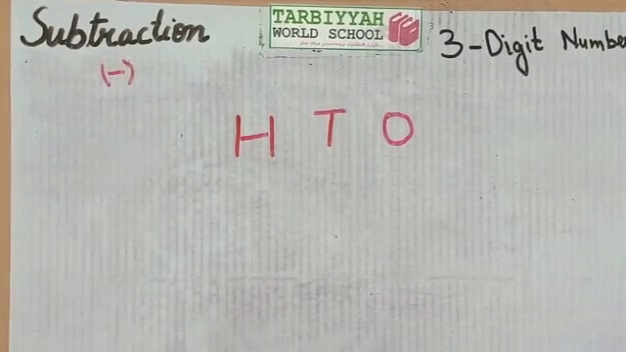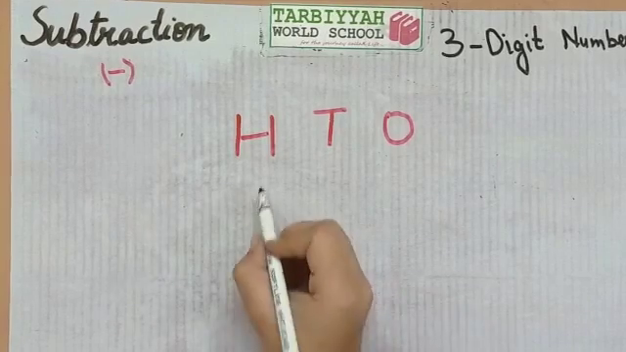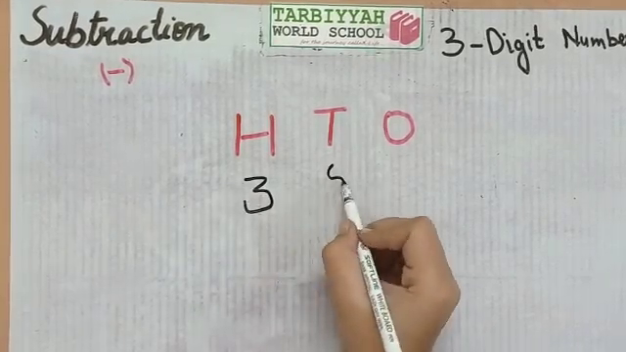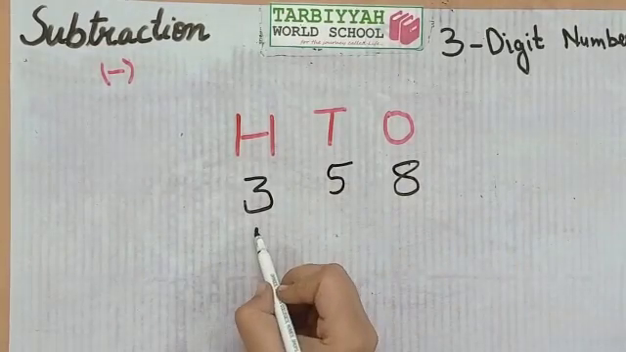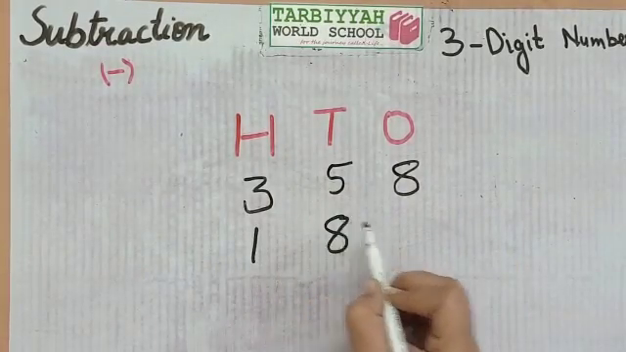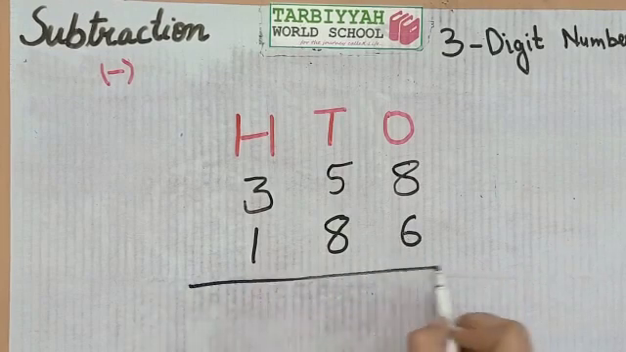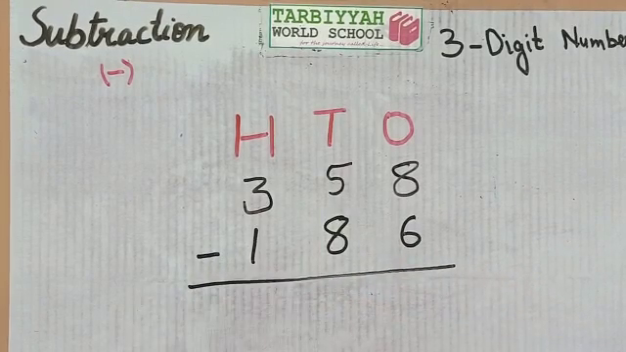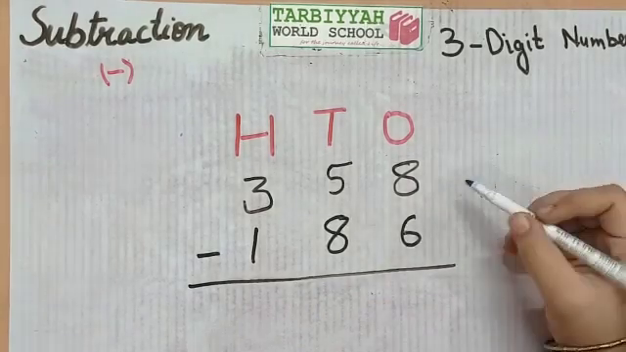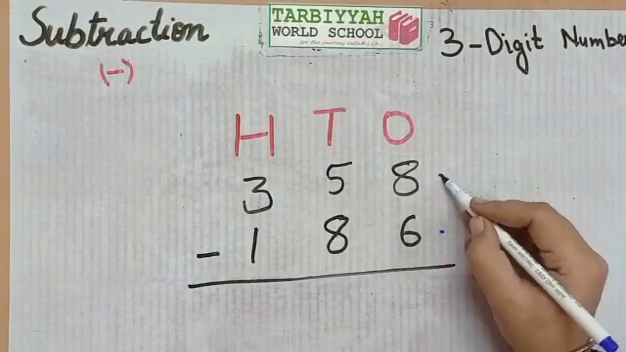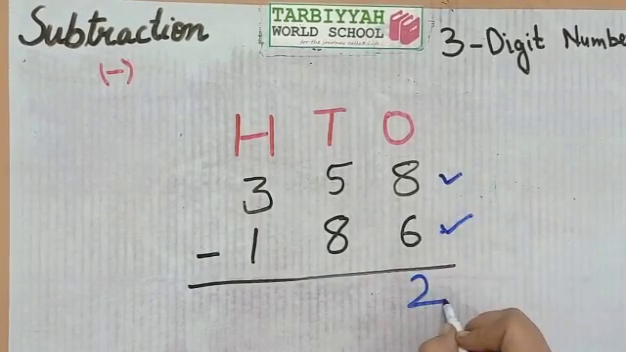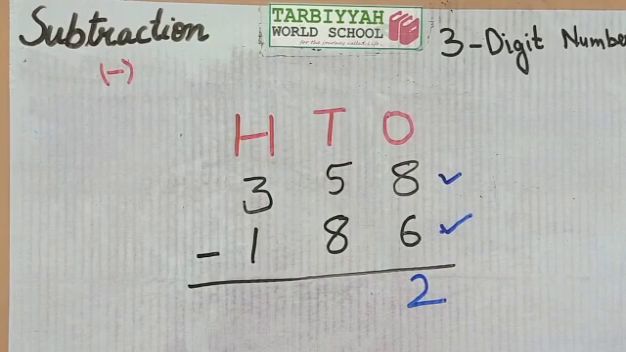Now see another example. We will take the number 358 and 186. Now we have to put the sign of subtraction. First we have to subtract the ones, 8 ones and 6 ones. So 8 minus 6 is 2. So we get 2 ones.